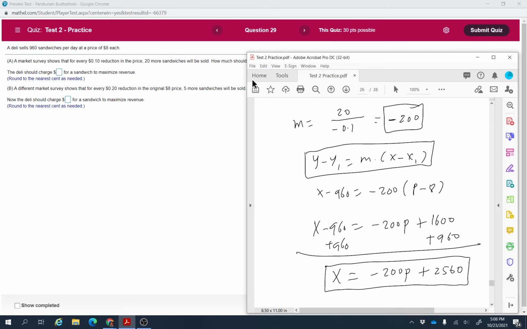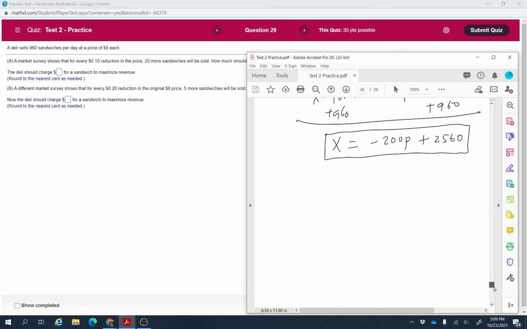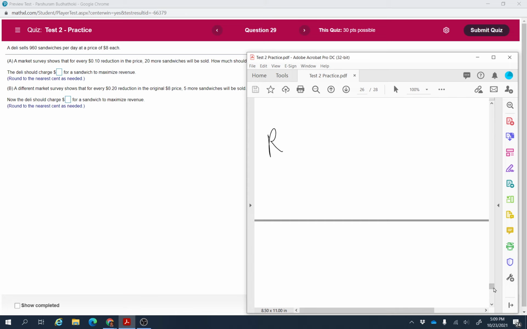We have that relation, but why do we need this relation? To answer the next question. The next question is, a market survey shows for every 10 cents reduction in the price, 20 more sandwiches will be sold. How much should the daily charge be in order to maximize the revenue? So we need to maximize the revenue. So revenue means it's a price times number of sales, so x times p.